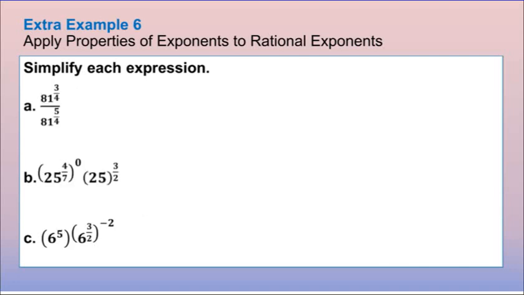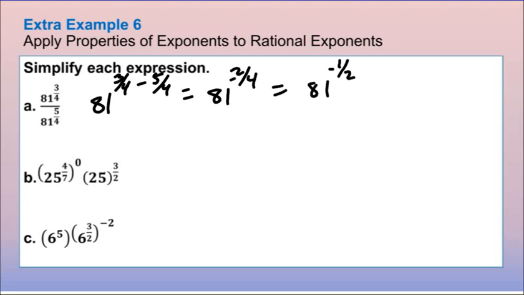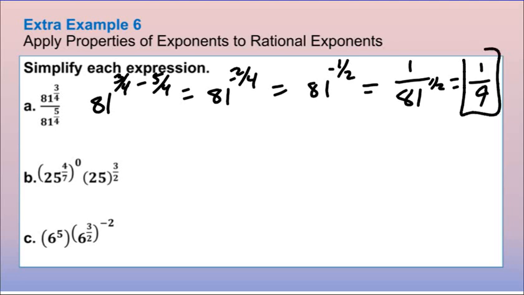And a few other problems here. We have like bases, so 81, we can subtract the exponents, so 3/4 minus 5/4, which will give us 81 to the negative 2/4, which means 81 to the negative 1/2 power. If I rewrite this, this would be 1/81 to the 1/2 power, which the square root of 81 is 9, so this would give us an answer of 1/9.